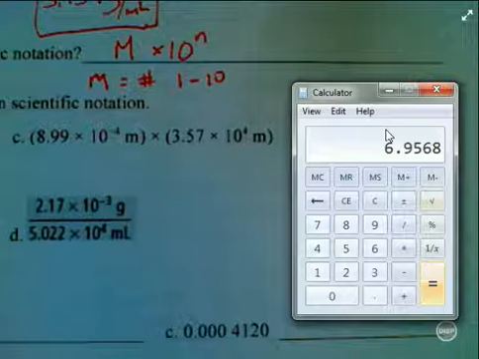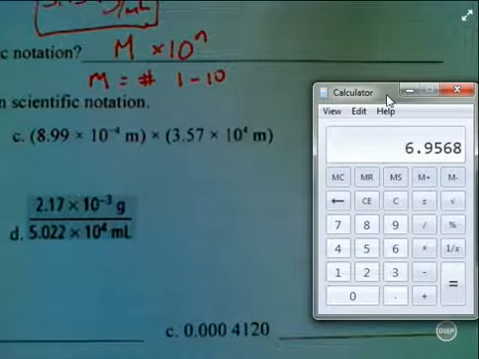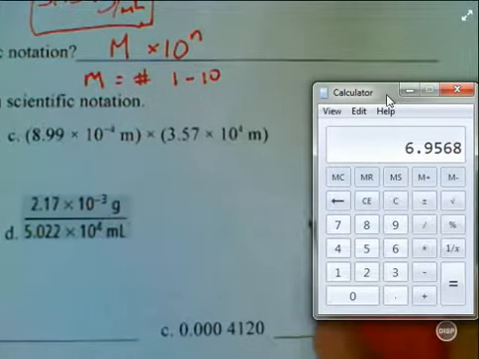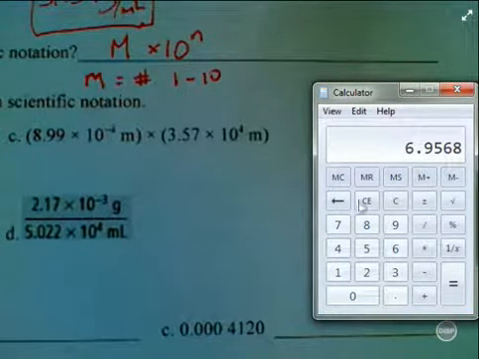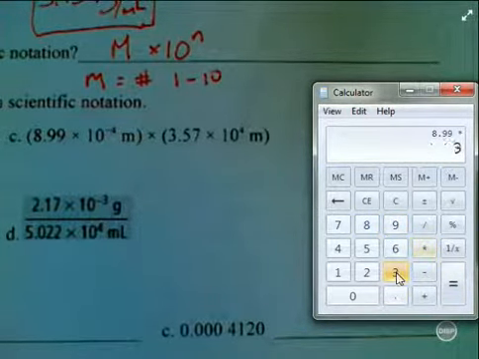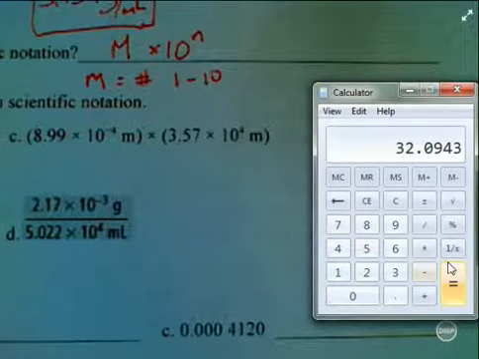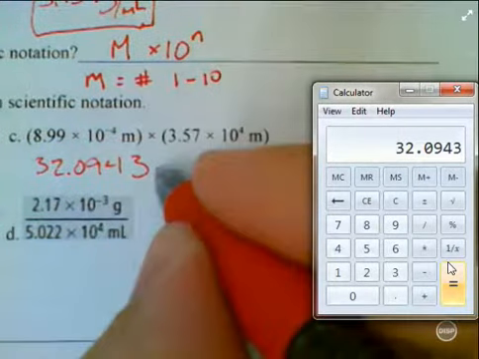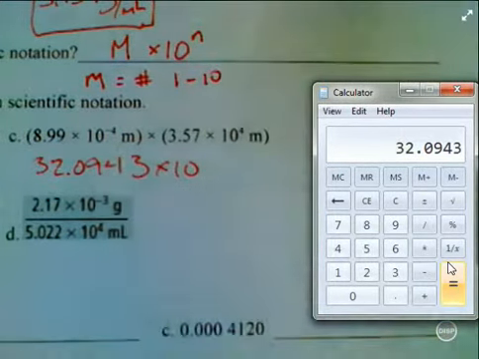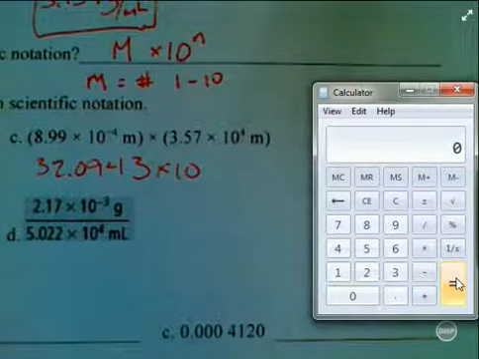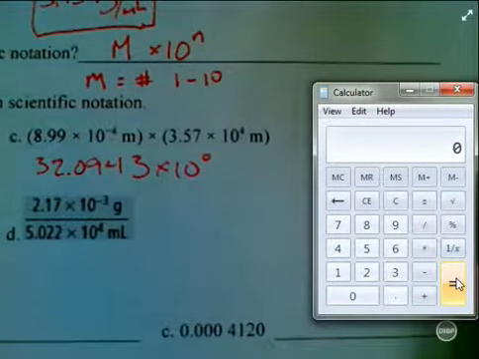All right, let's take a look at C over here. We're multiplying here, so I don't have to worry about moving decimals at all. It's a little bit easier in my opinion. All I have to do is multiply those values, 8.99 multiplied by 3.57, come up with a value of 32.0943 times 10. Okay, so I'm adding negative 4 plus 4. That's 0. So it's times 10 to the 0 power.